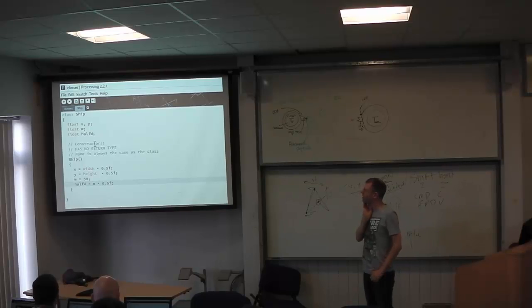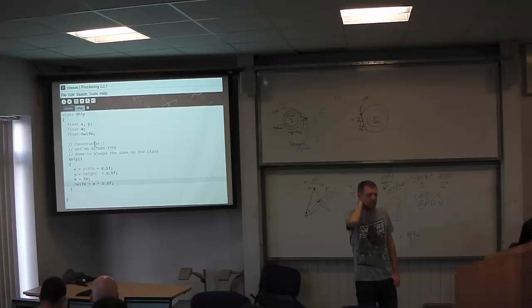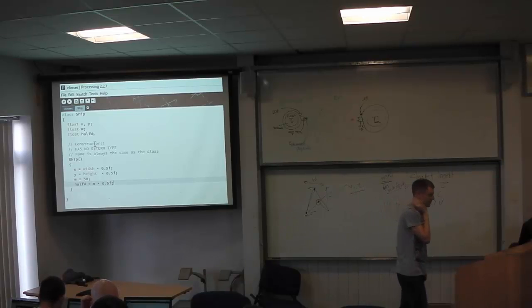Okay, so this is what my ship is starting to look like, right? I now have a thing called a ship. I know that the ship is going to have an x, y, a w, and a half w. And I've now made my first method on the ship, which is the method that will get called whenever the ship gets created.